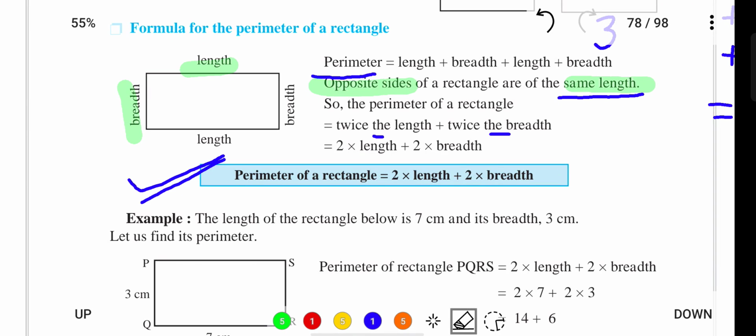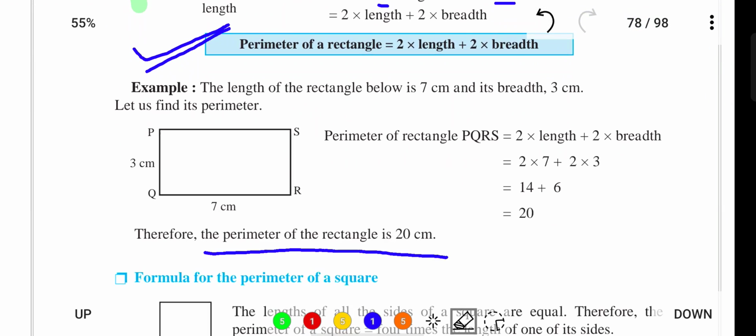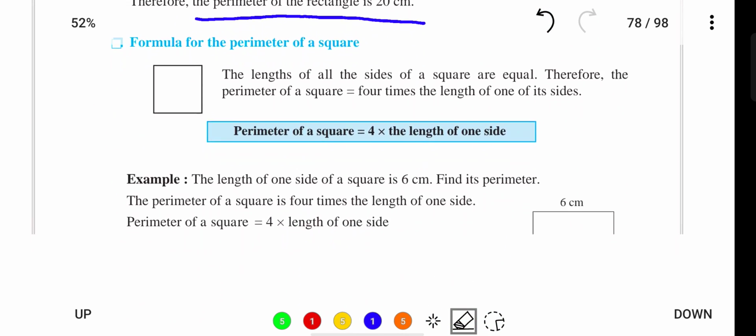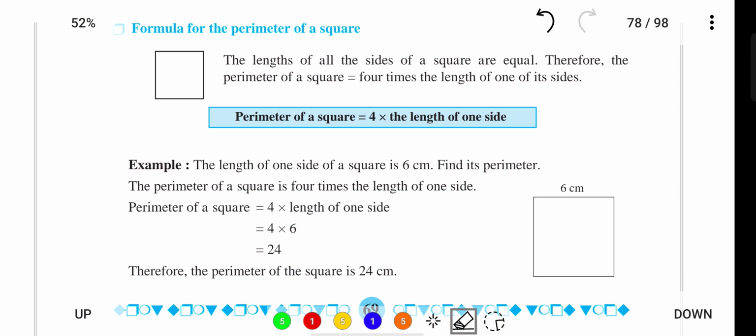Welcome students. In the previous lecture we have seen the formula for the perimeter of a rectangle, and the formula is: perimeter of a rectangle is equal to 2 into length plus 2 into breadth. We have also seen some examples on it. Today we see the formula for the perimeter of a square.